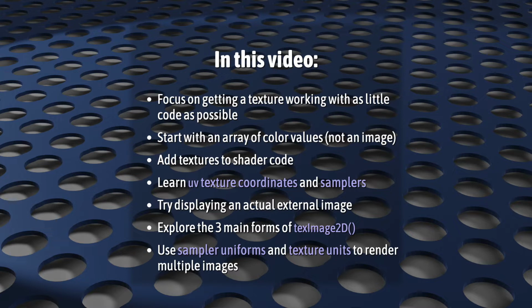And once we've got all that working, we'll see what we need to do to get an actual external image showing up on our canvas. We'll explore the three main forms of the function texImage2D to see what they do and how to use them. And last, we'll look at sampler uniforms, texture units, and what you need to do to load and render multiple texture images with a single draw call.